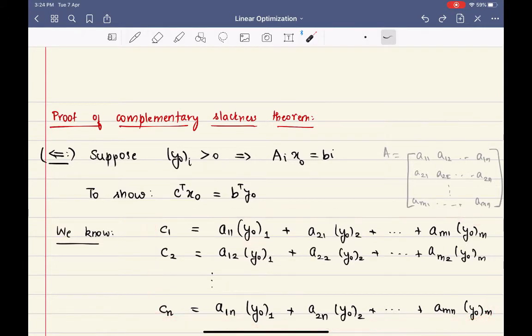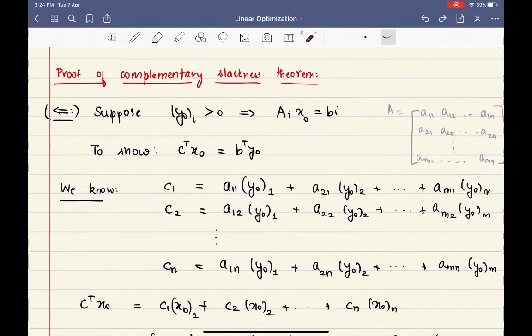Now what is C transpose x0? C transpose x0 is, again just rewriting it, C1 x01 plus C2 x02 and so on till Cn x0n.